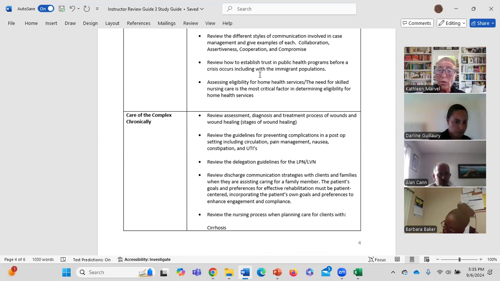I want you to take a look at diagnosis and treatment of wounds. This is where your med-surg is coming in, right? What are the first couple of stages of wound healing, and how would you treat it?